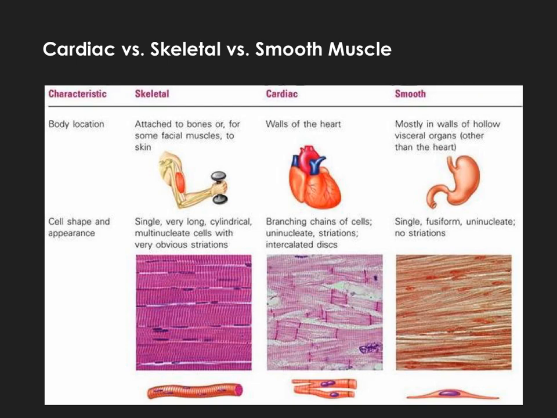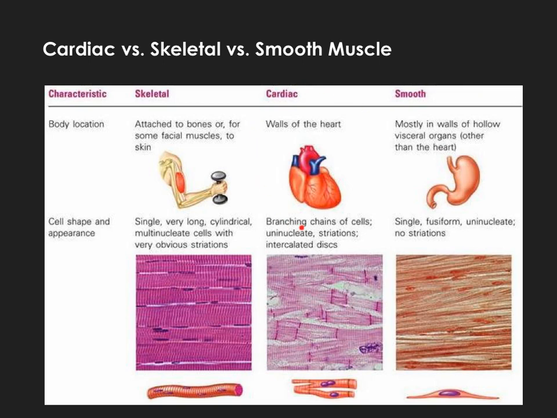In the first column, you'll see skeletal muscle. Skeletal muscle, just like its name implies, is attached to the skeletal system. It is used so that we can control the movement of bones in the skeleton. This muscle is voluntary, so we decide when we're going to move, unless under certain circumstances.